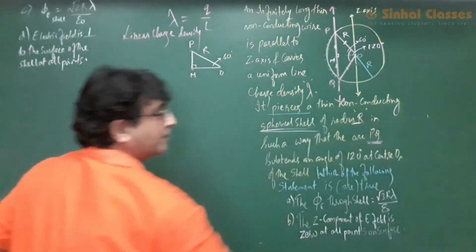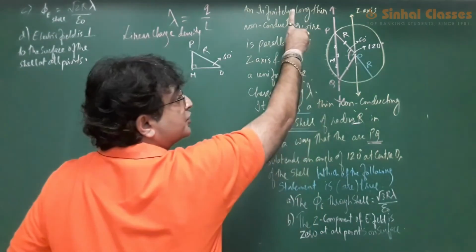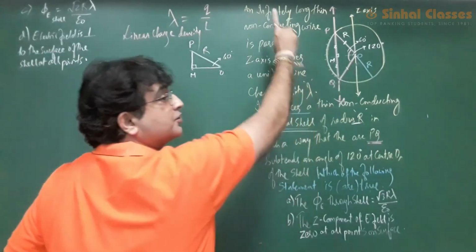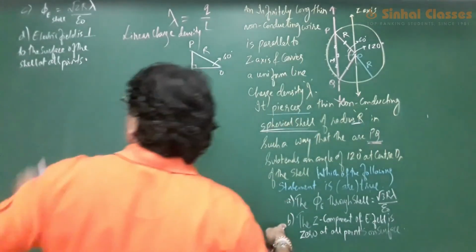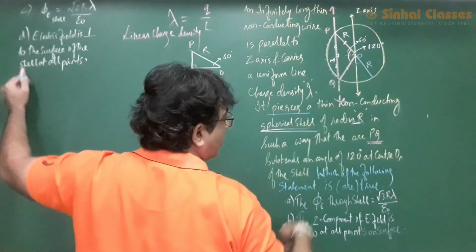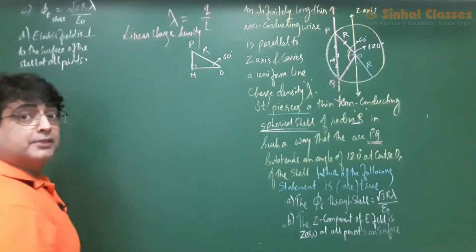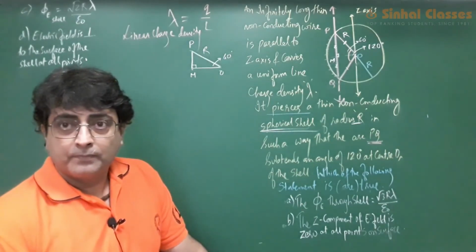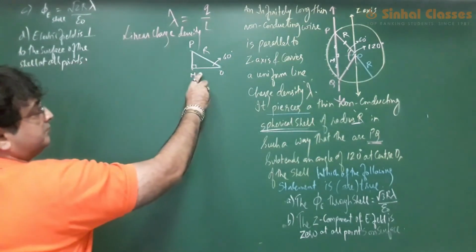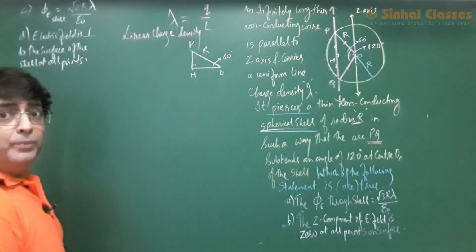Of radius capital R, which is non-conducting, and a uniformly charged infinitely long wire is pierced through it, students. You have been asked option A, option B, option C, option D. Which one out of it is or are true? That means I can have either one or more than one option. So let us go for, first of all, your linear charge density. Lambda is equal to what? Q by L.